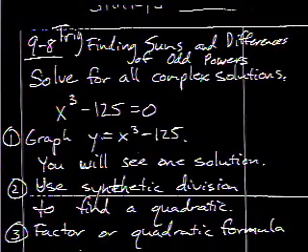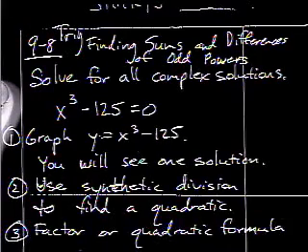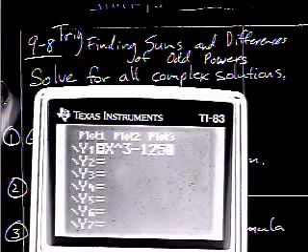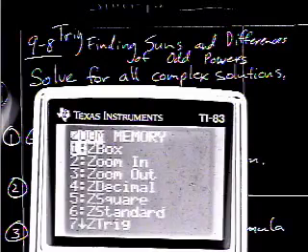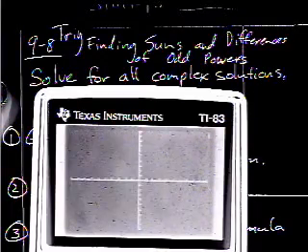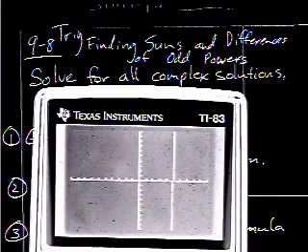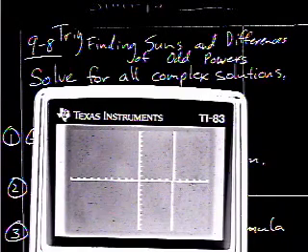Anyway, so x cubed minus 125 equals 0. We want to find all the complex solutions to this. There is one real solution, but the other two solutions are imaginary or complex numbers. So the first thing I would want to do is graph x cubed minus 125, and then we'll get to see one solution right on the screen. So we're going to graph that, and zoom 6 is going to show me where it crosses the graph.